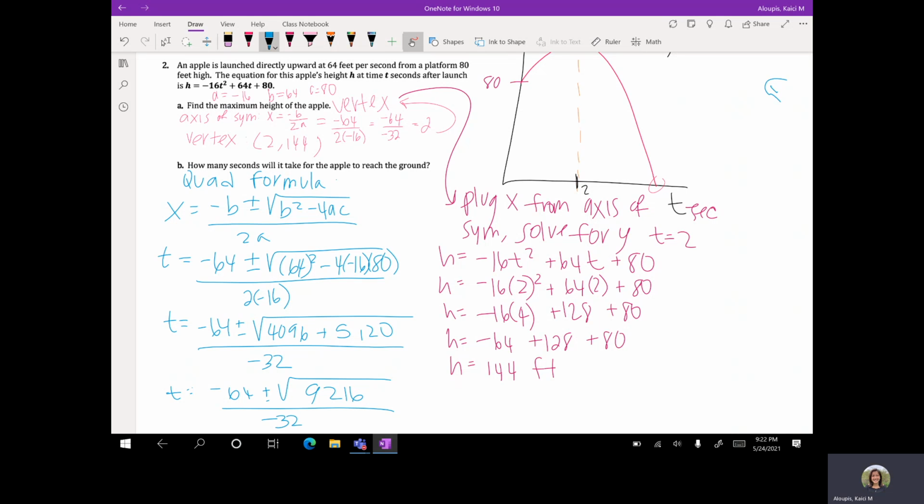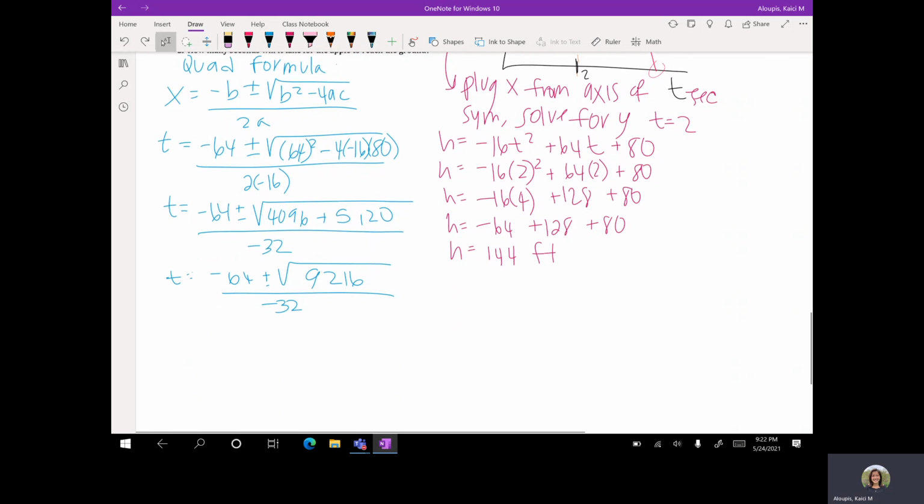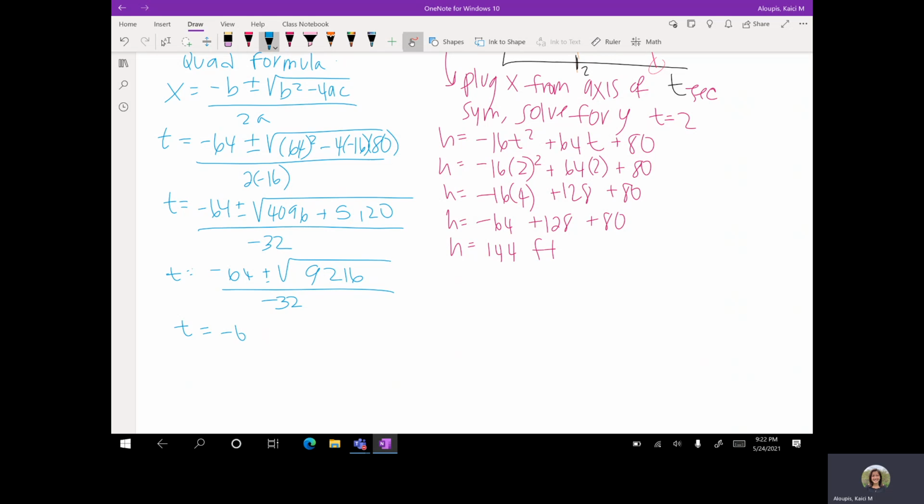All over negative 32. Okay, what is the square root of 9,216? Let's find out. Take that square root. It's 96. Okay. So we have t is equal to negative 64 plus or minus 96 all over negative 32. Now remember, to find the value of t, because there's going to be 2, we're going to split up our plus or minus sign and write 2 separate equations. So let's do that. We have t is equal to negative 64 plus 96 divided by negative 32. And t is equal to negative 64 minus 96 divided by negative 32.